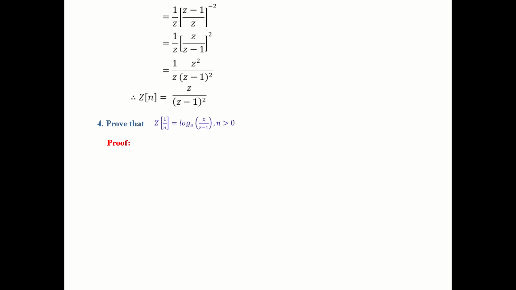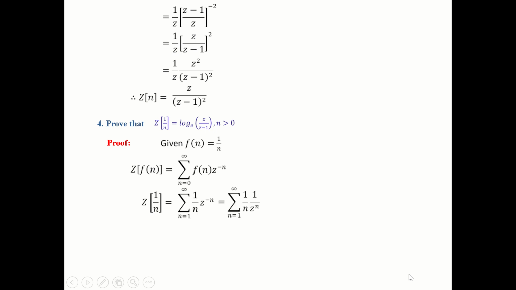So taking z power minus n as 1 by z power n, so grouping all those things, we will get 1 by n, 1 by z power n in the summation. So here we are taking n is equal to 1 to infinity, because given n should be greater than 0. So starting from 1, right? Then taking that 1 by z whole power n to the numerator of n, it will become summation n is equal to 1 to infinity, (1 by z) whole power n by n.